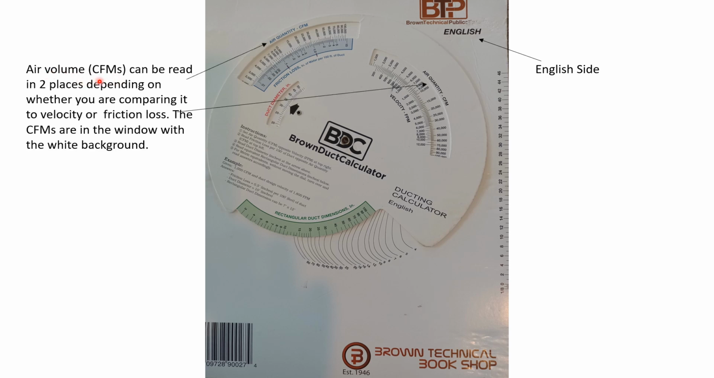Air volume is in CFM, so it can be read in two different places actually, depending on if you're comparing it to friction loss or velocity. The CFMs are in the window with the white background. So you have air quantity, CFM up here, and you have air quantity, CFM over here. Very good.